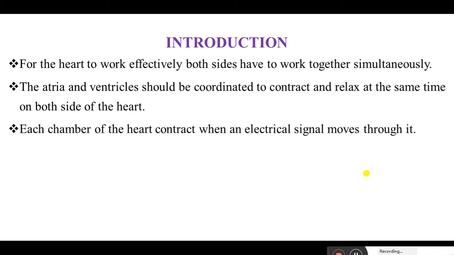Each chamber of the heart contracts when an electrical signal moves through it. Of course, a chamber contracts due to the electrical impulse that has passed through it. Basically, the atria contract first and pass blood down to the ventricles, and that is followed by ventricular contraction to eject blood to the lungs or to the system.